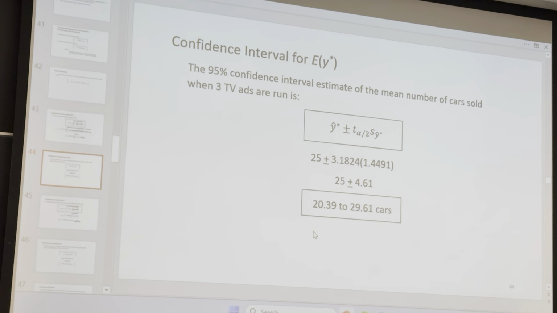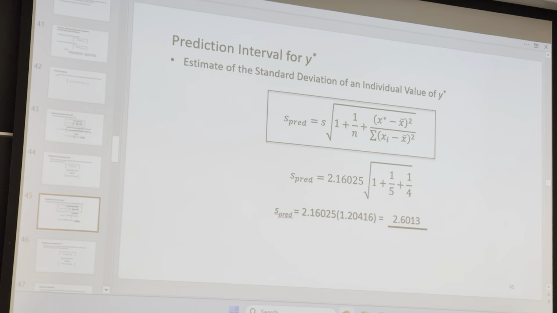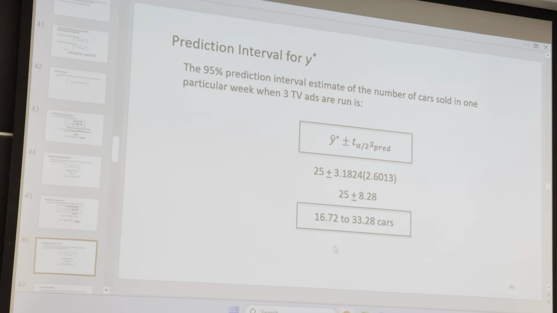The objective over here is to show you that when you make a prediction for a single month, there is going to be more variation, it is going to be more widespread than when you are making a prediction for the mean value. Okay, so let's look at a single month. This is your standard deviation when you're making a prediction for a single month, and your interval estimate is 16.72 to 33.28.